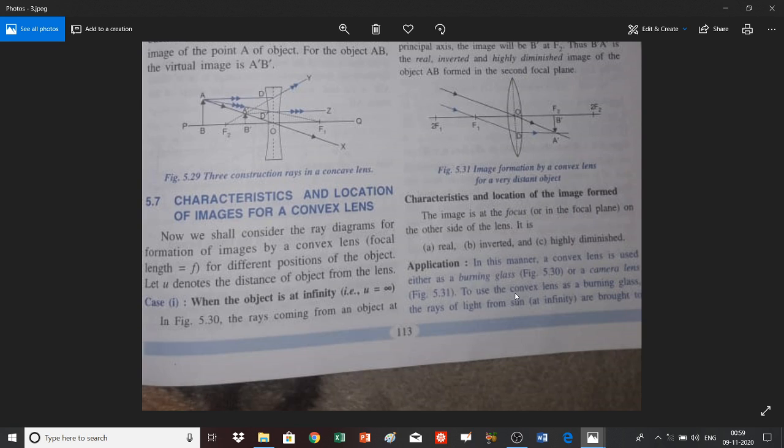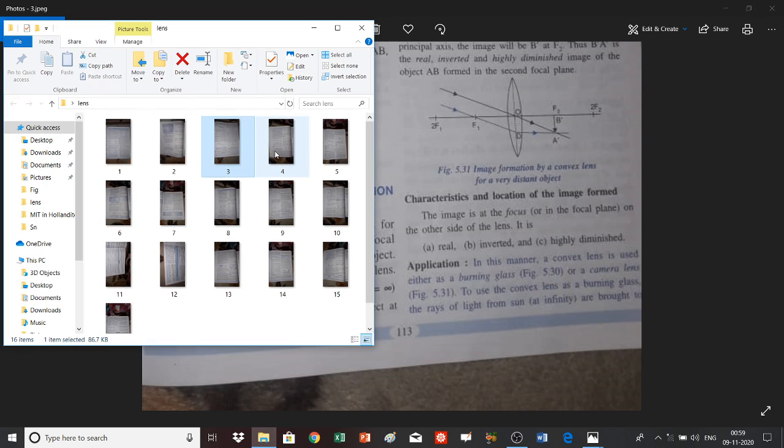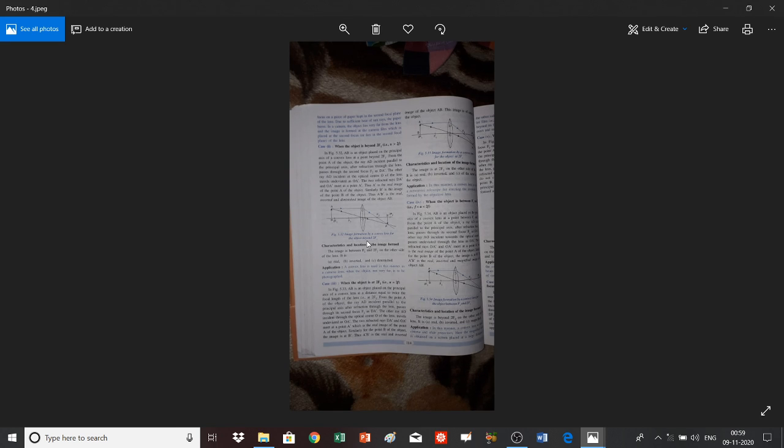Another application is that the convex lens can be used in the formation of a camera that we will frequently use in our daily or practical purposes. Next, go to the third one. Here is the next one. So another line: focus on a piece of paper kept on the plane of the lens due to sufficient heat of sun rays.